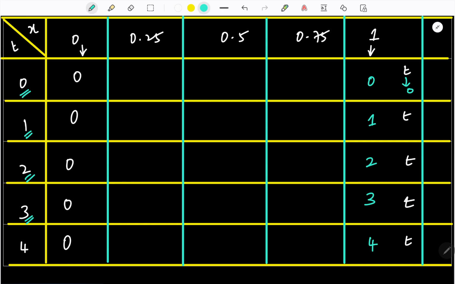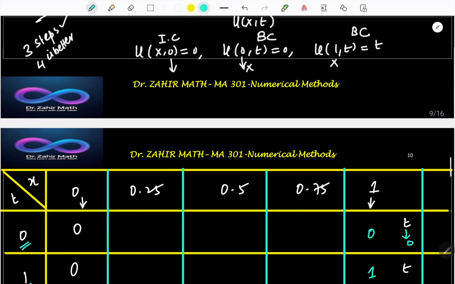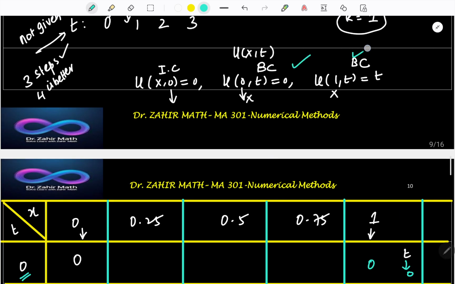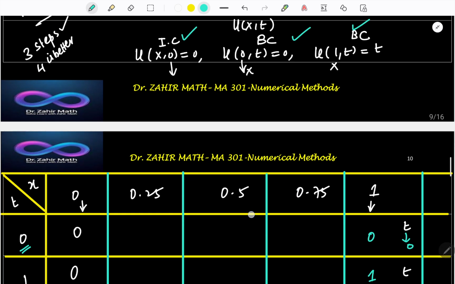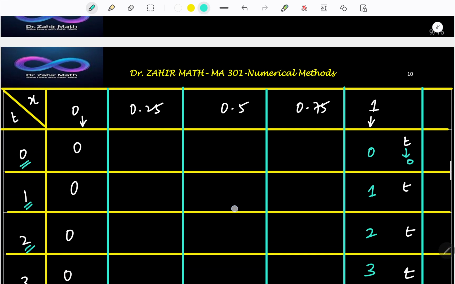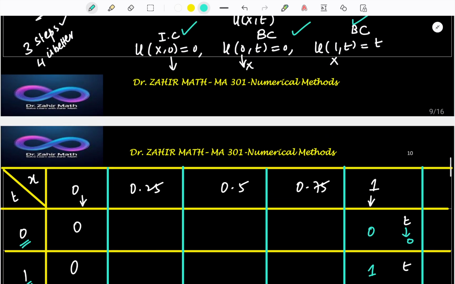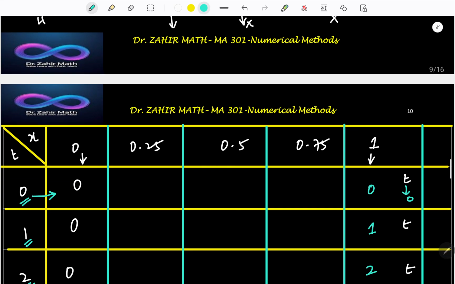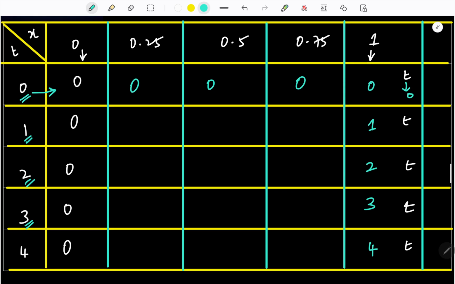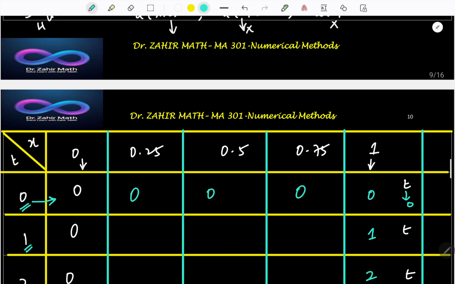Okay, right. Now the next is what? These two conditions finish. Boundary condition finish. Now let's go for initial condition. Initial condition means what? T equal to 0. Where is t equal to 0? T equal to 0 is this one, the first row. The value is 0, so you're going to put 0, 0, 0. The remaining values you are going to calculate using the Bender-Schmidt method. So you need to write the formula, keep in your mind.